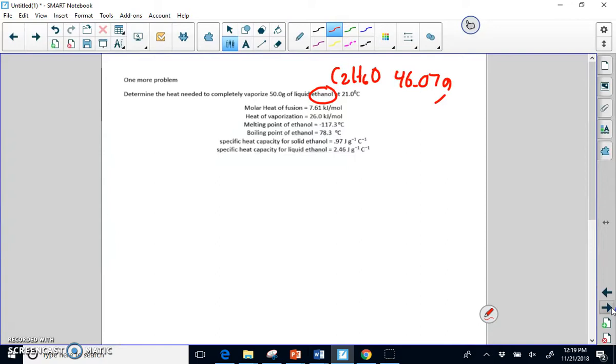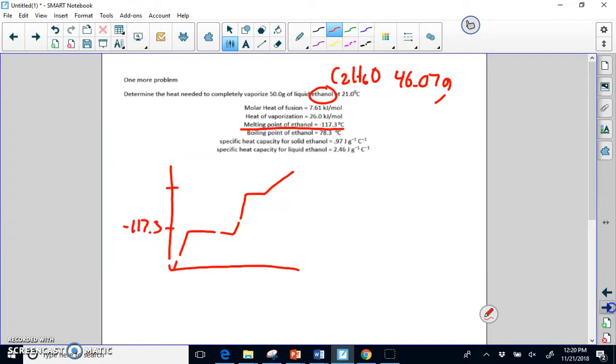Okay, the first thing we've got to do is sketch a heating curve. So here's our little heating curve. It always goes up like this. The important temperatures on the graph are negative 11.3, that's the melting point, and the boiling point is 78.3. So those are the important temperatures.